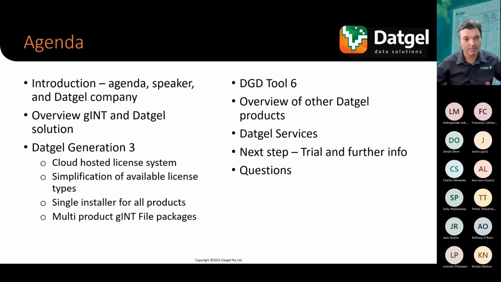Okay, so the agenda today: I will first introduce things, then we'll go through an overview of the gINT and Datgel solution, and then I'll detail the new major features of Generation 3. Then we'll take a few questions, if any, and then we'll move on to the Datgel products and their functionality, starting with the DGD tool, and then the other products. Pretty much an overview. I'll do a demo of the DGD tool as we go, and at the end we'll explain how you can trial our products.